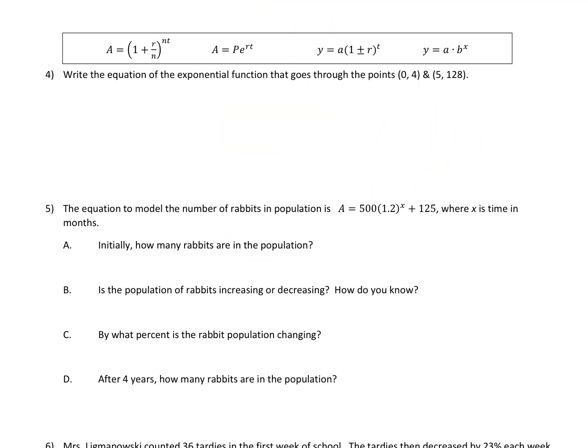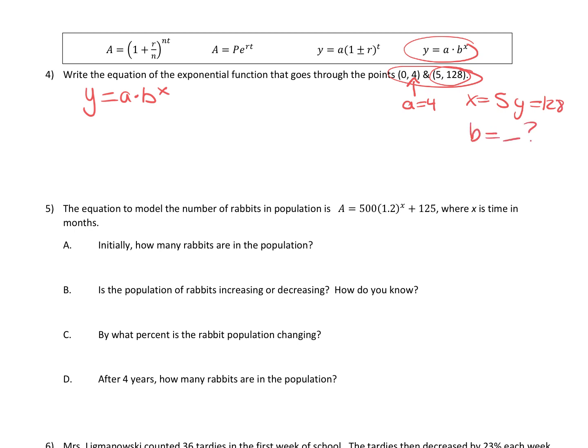All right, on the next page, we're using these equations. So we want to write the equation using 2 points. So that's where this equation is going to come in. y equals a times b to the x. So remember, (0, 4) is our starting point, meaning my a is 4. And then I'm going to use my other point to plug in for x and y. And then I'm going to solve for b, because I don't know my rate of growth.